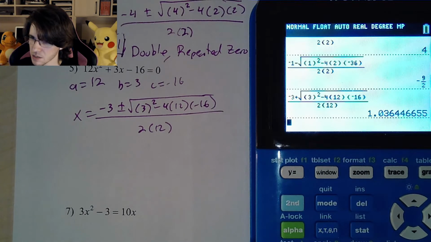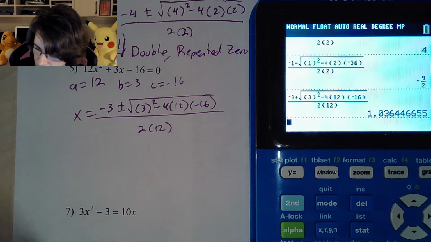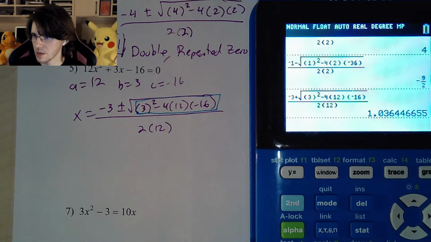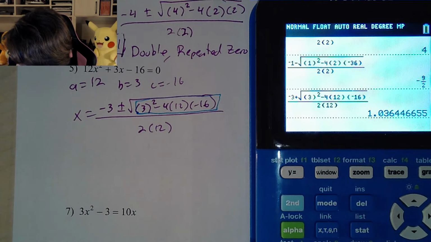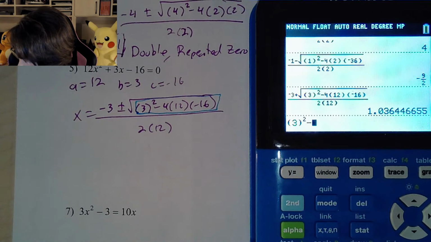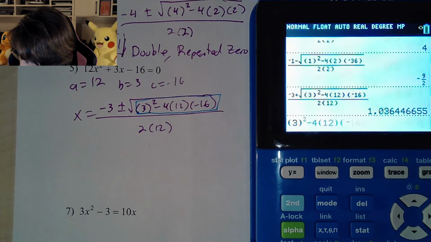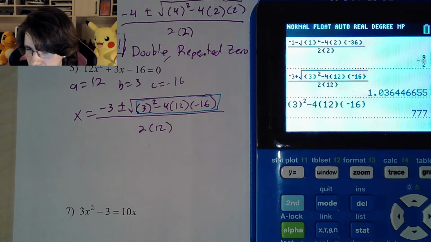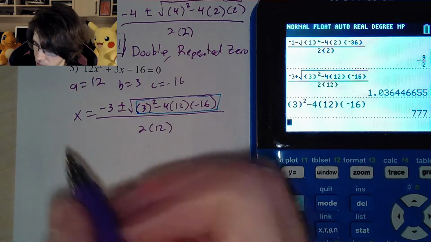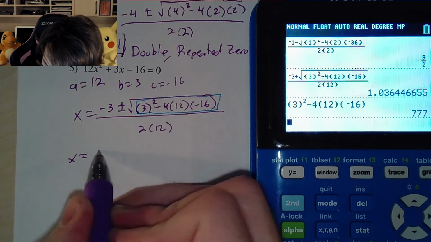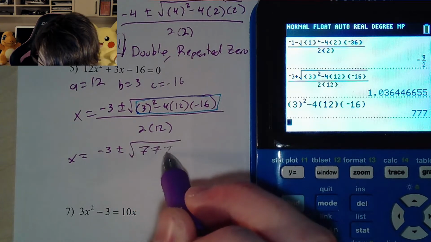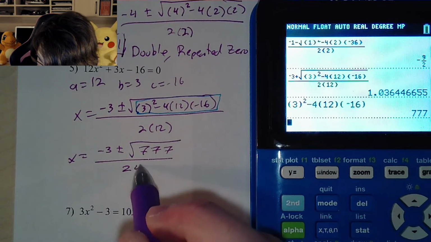So to get the exact answer, what we actually need to do is only work on the part that is under the square root. So we are not going to do the entire thing in the calculator. We're only going to do that part that is under the square root. So we're going to go 3 squared minus 4 times 12 times -16. Just that part that's under the square root. And in this case, we get 777. So we can go ahead and get x is equal to -3 plus or minus the square root of 777 all divided by 24.